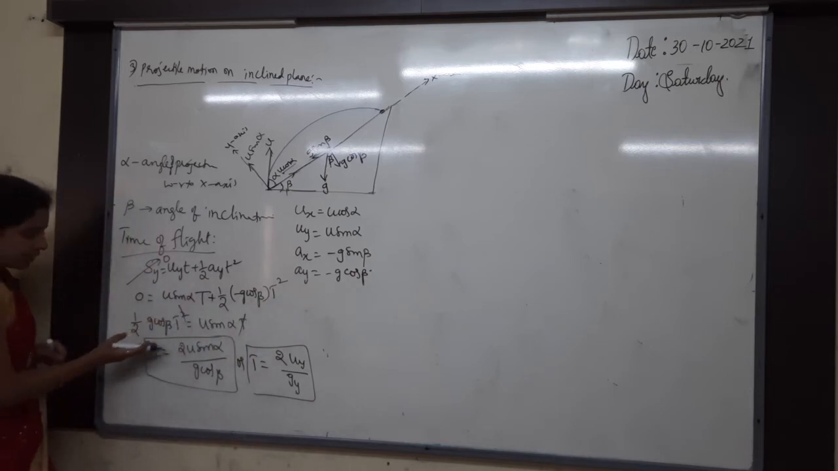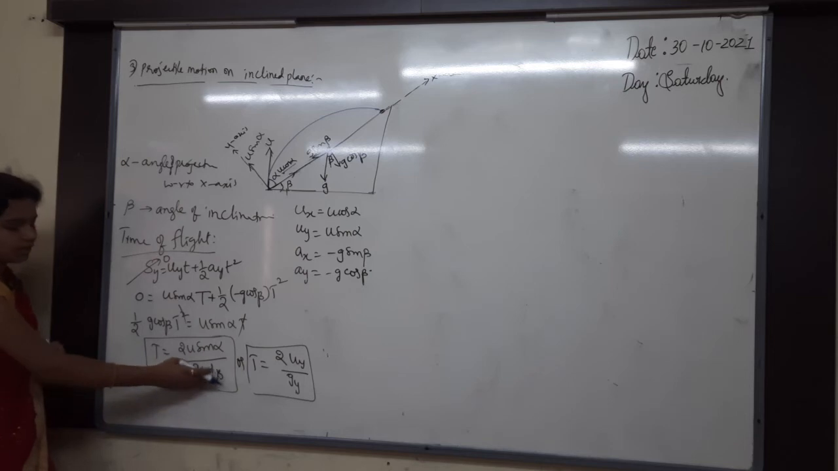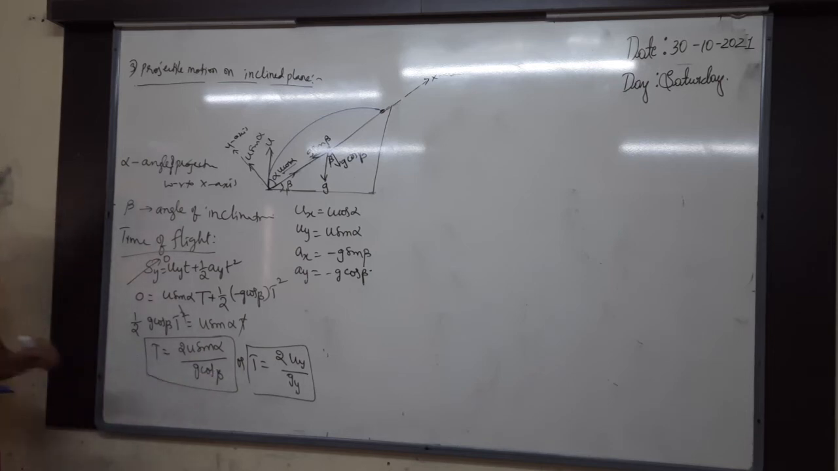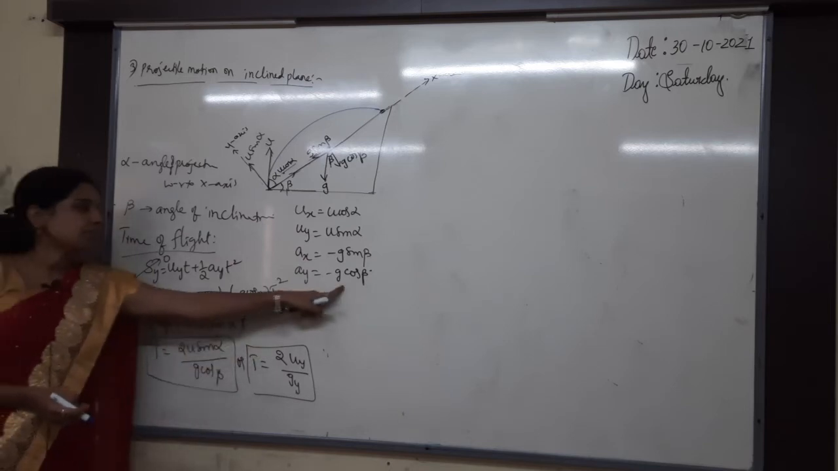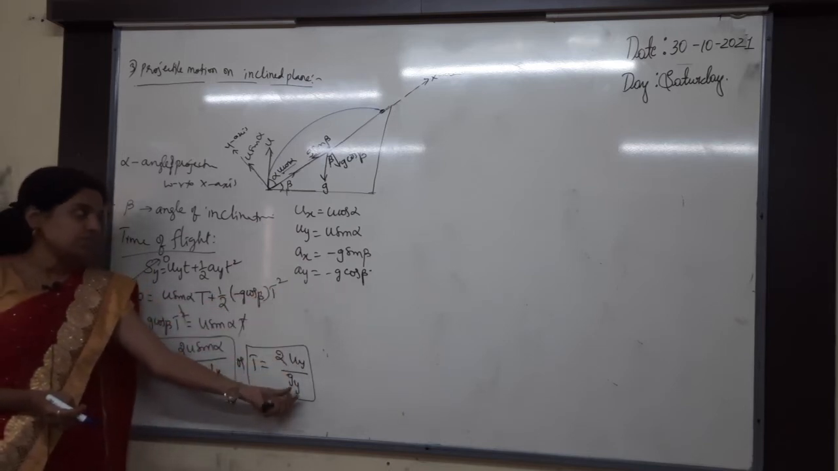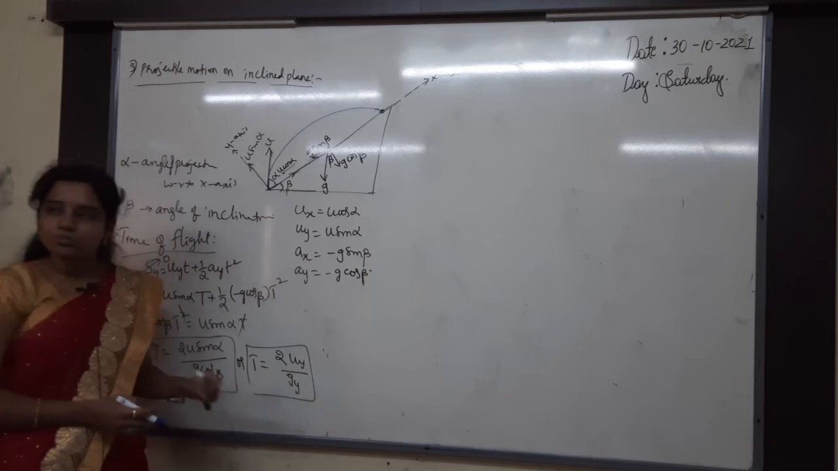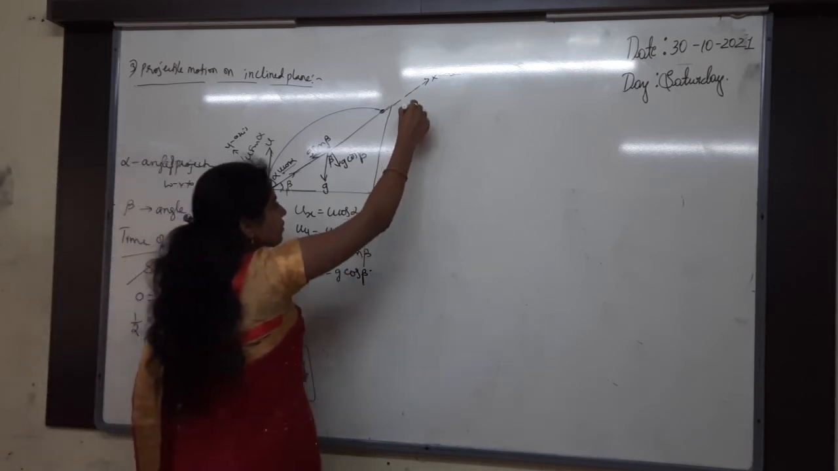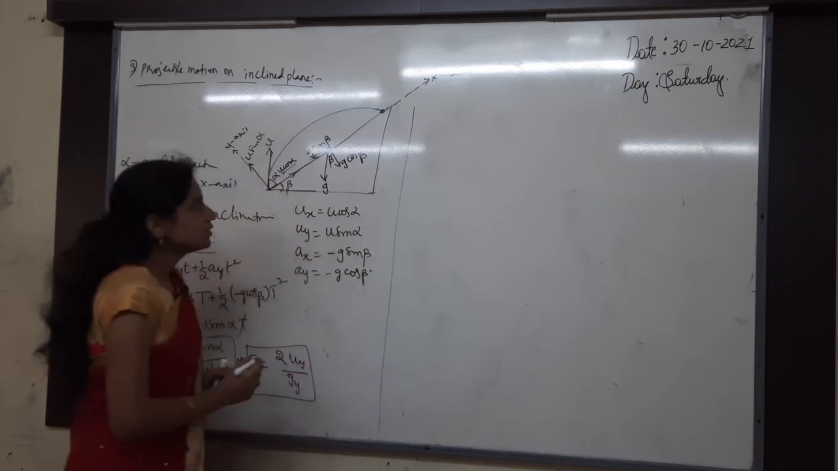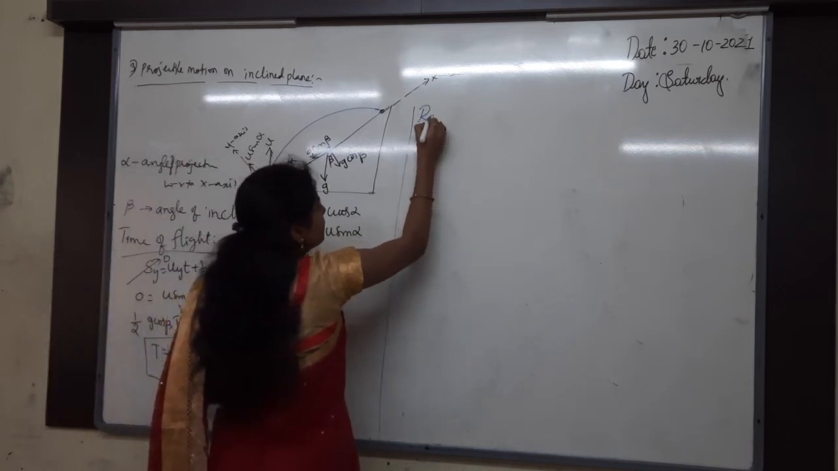From that I will get T equals 2u sin alpha by g cos beta. U sin alpha is nothing but uy. G cos beta is nothing but gy, g along the y-axis, which is g cos beta. That is the answer. Next, after that, we will find the range.